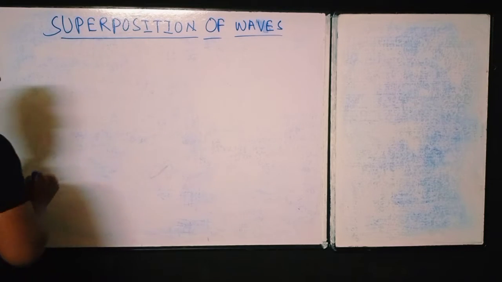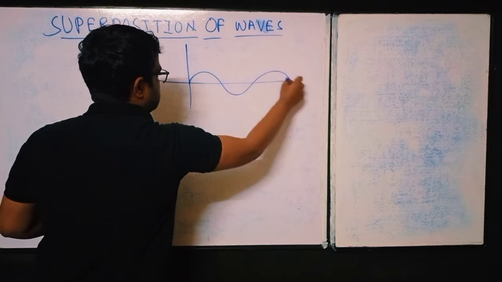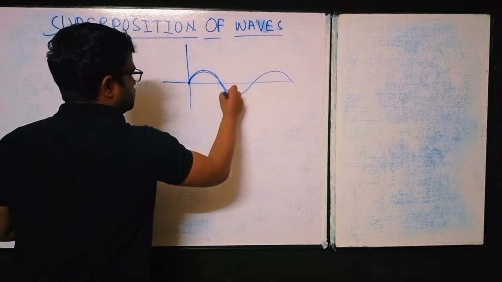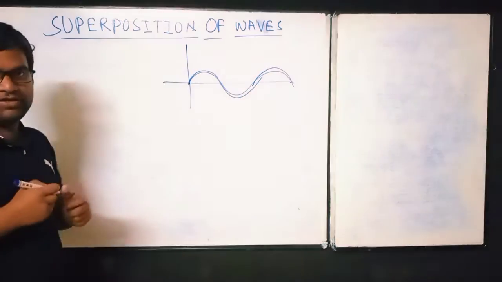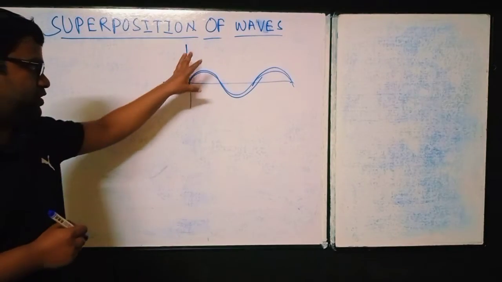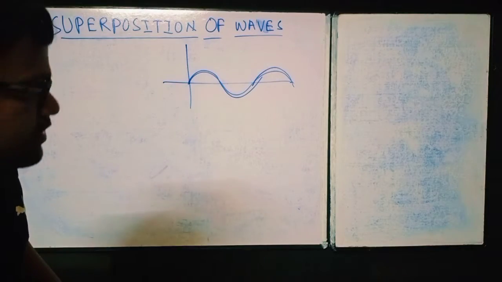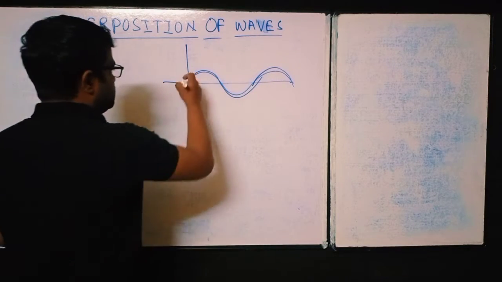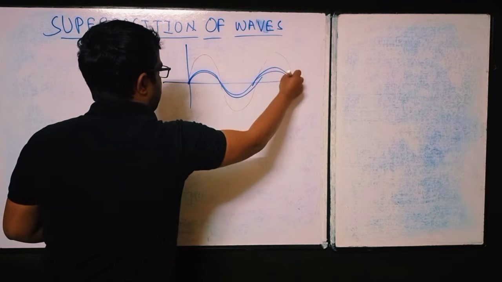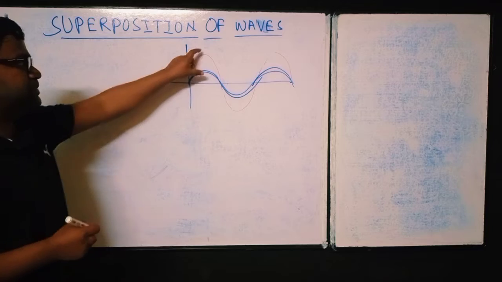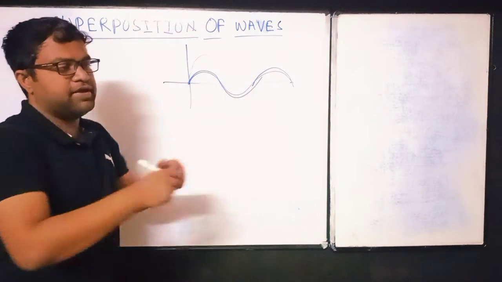So let us say one wave is traveling like this, another wave of similar amplitude is also traveling like this. Then what will be the resultant wave? Means these two waves overlap each other. So what will be the resultant? Let's say this is the resultant, which is having a higher peak. That means its amplitude is increasing, because two waves are mixing and you are getting a higher amplitude.